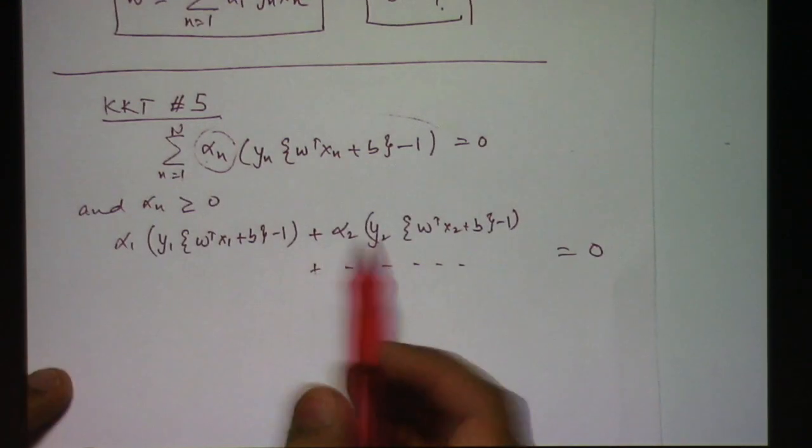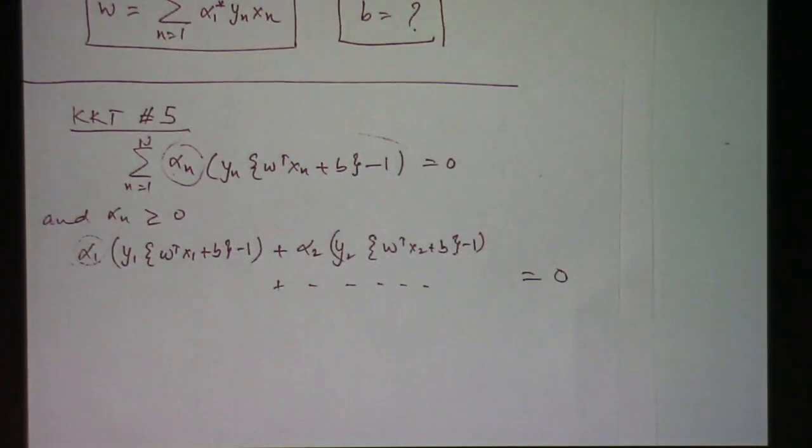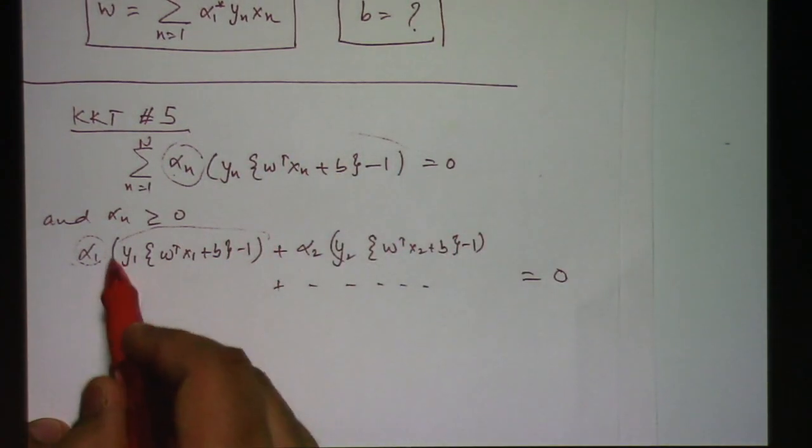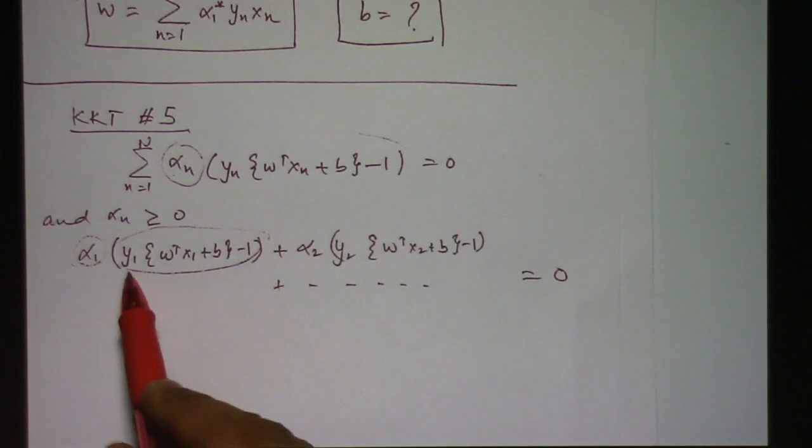Now let's look at each one of these. So this can either be 0 or positive, right? This thing will always be either 0 or positive again, right? Because this is the constraint.